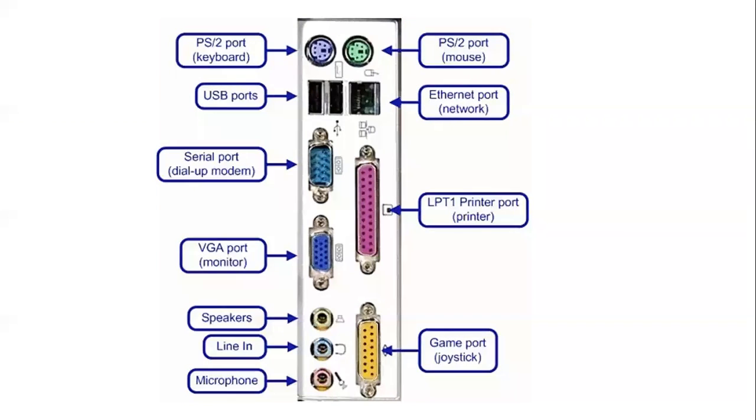At the top you can see the PS2 port. Normally PS2 ports are used to attach your keyboard or mouse. Then below that, USB ports, two USB ports there. Then on the right side here, the Ethernet port. Normally we use the Ethernet port to connect one computer to another computer. That means if you want to establish a computer network system, then they use that port.